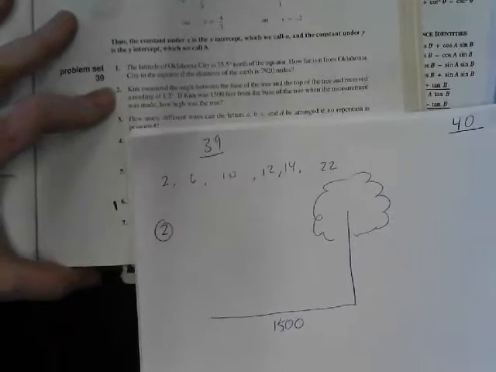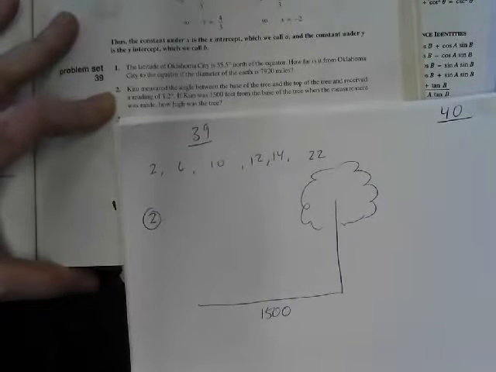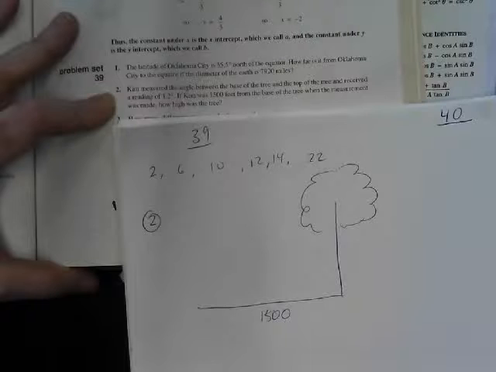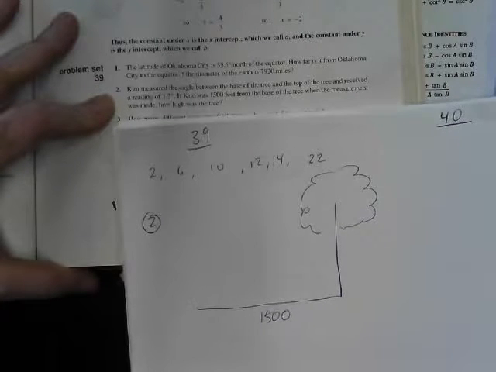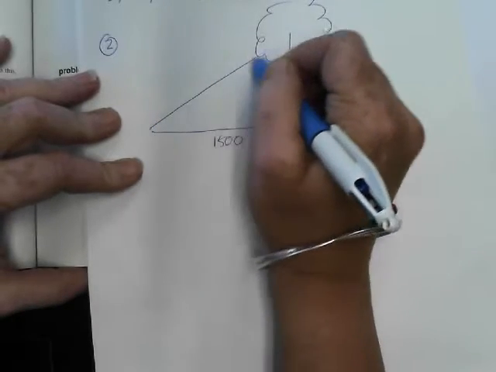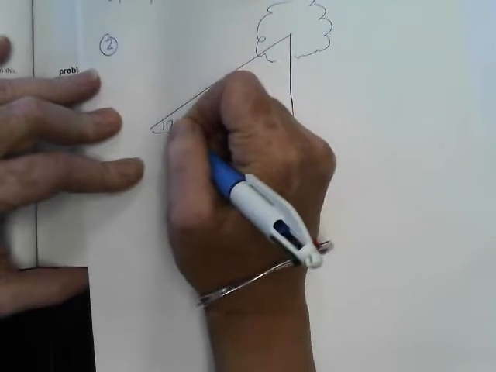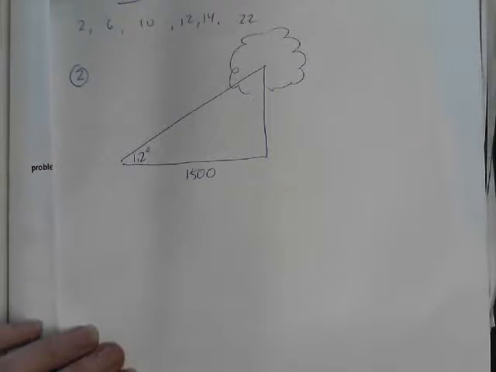She is, so where is she? She's 1,500 feet away from the base of the tree. How high was the tree? So this is that one I was talking to you about. This is 1.2. I know it doesn't look like 1.2 degrees. You could use inverse, or you could use tangent on this if you want.